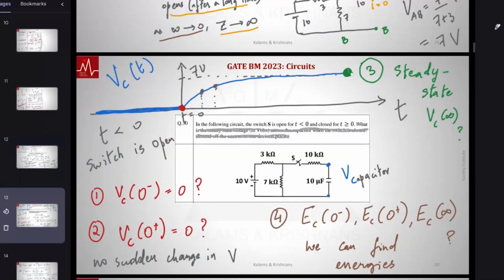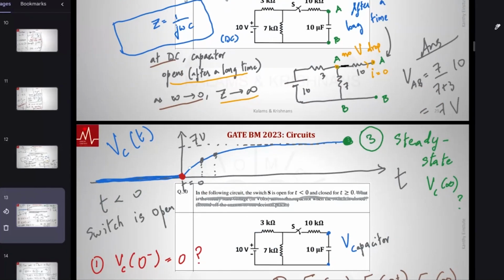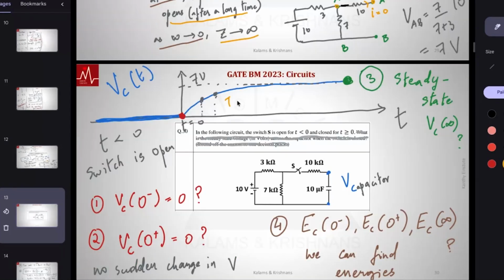We looked at the steady state. It remains 0. It doesn't suddenly change, but only gradually changes, specifically exponentially saturating to 7 volts. So they can ask you any of these voltages, any of these energies. And if you want to describe this transience, you need the time constant tau. The time constant here is RC plus RC. The rate at which things are changing depends on this time constant.